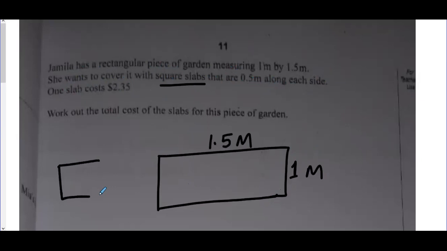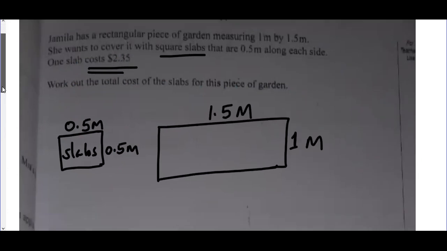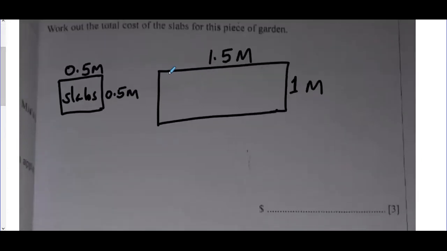So we have slabs here. These are slabs. These slabs are in the form of a square which measures 0.5 meter along each side. So we have 0.5 meter by 0.5 meters, okay? Now, one slab costs $2.35. Now, the question here is, work out the total cost of the slabs for this piece of garden. So what I'm gonna do is first find the area. I'm gonna go ahead finding the area of this rectangular garden.